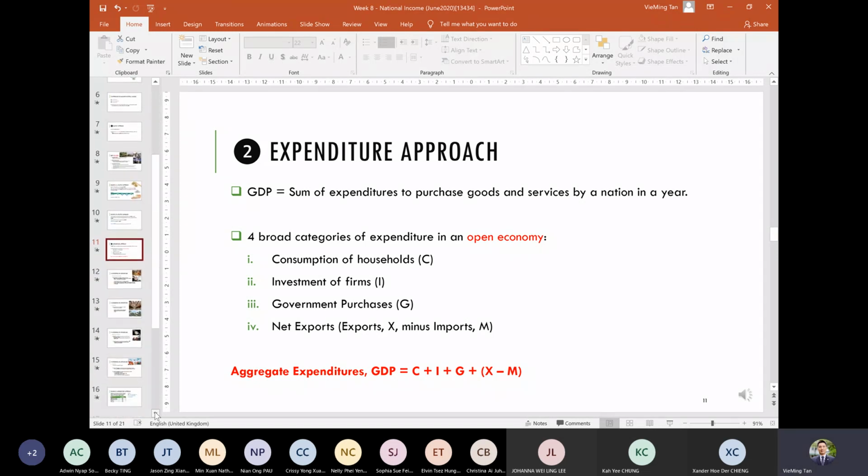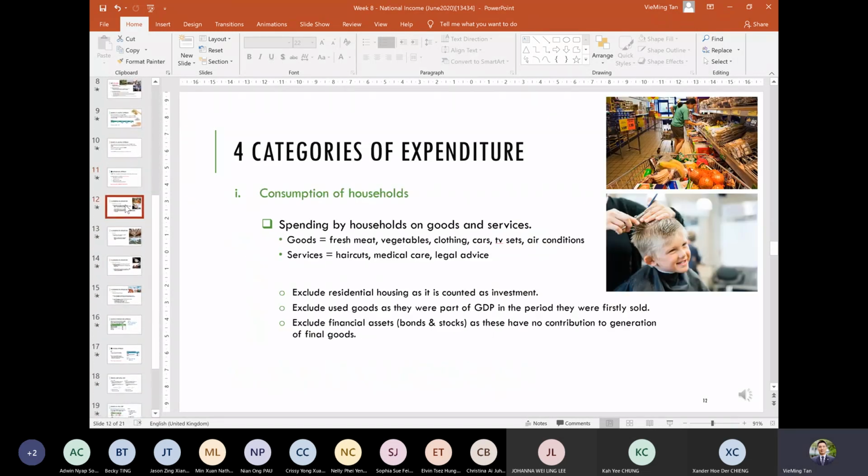What should be included under the consumption of household, C? C here refers to all of the expenditure by household on goods and services. The goods can be fresh meat, vegetables, clothing, cars, TV, aircon. Services can be haircut service, medical care, legal advice. If all these expenditures are spent by the consumer, or the household, then they should be categorized under C.